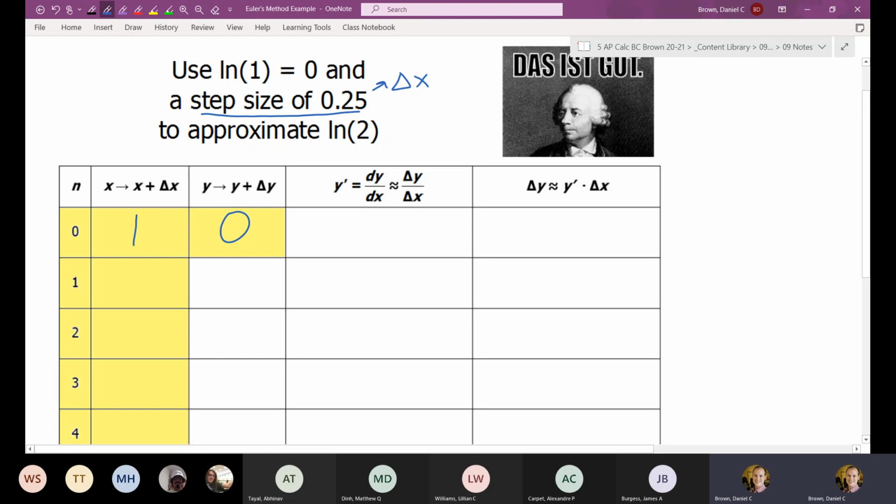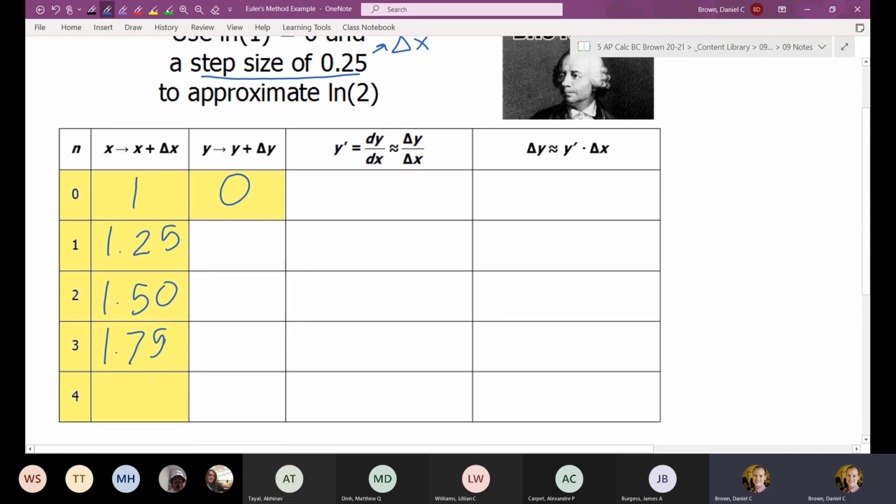So my first segment is starting at 1. The second segment is starting at 1.25. The next one is starting at 1.5. The one after that is stopping at 1.75. And then that very last one is stopping at 2. That is where I'm going to stop because I am trying to find the natural log of 2. So this number that will eventually go here is going to be my final answer.